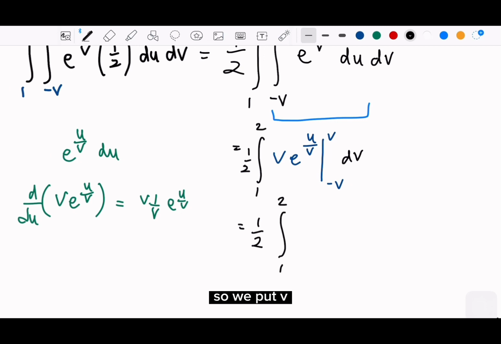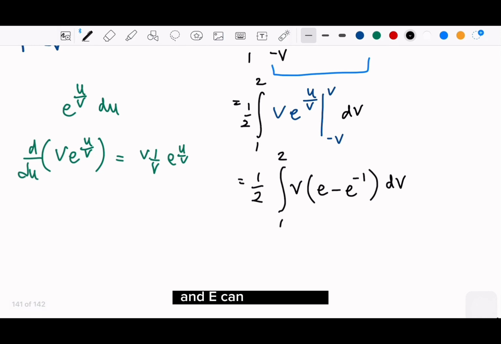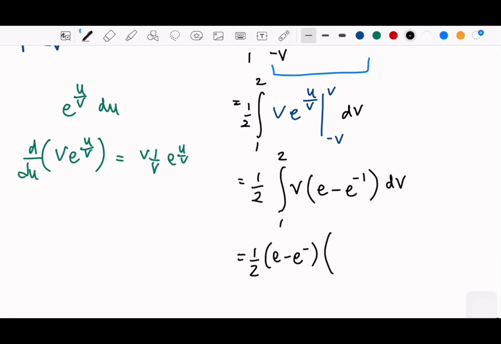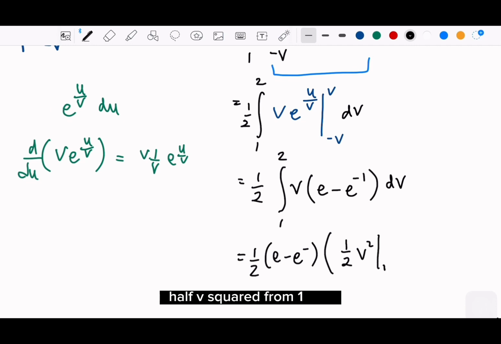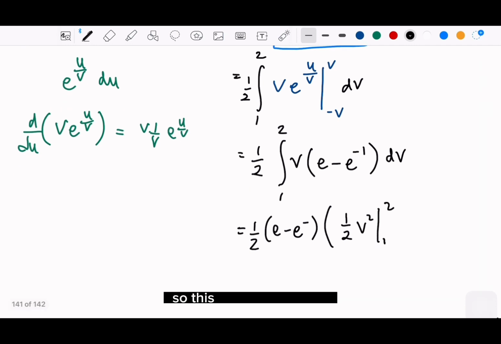So we put v, so that's v, e, and then minus e minus 1, right? dv. And e can put outside, and this will be half v squared from 1 to 2. This will be 3, so this will be 3 over 4 e minus 1 over e.